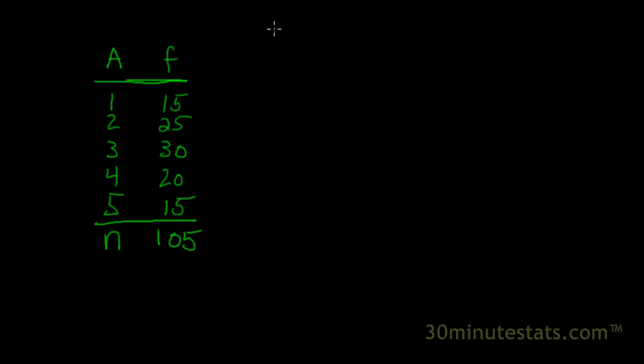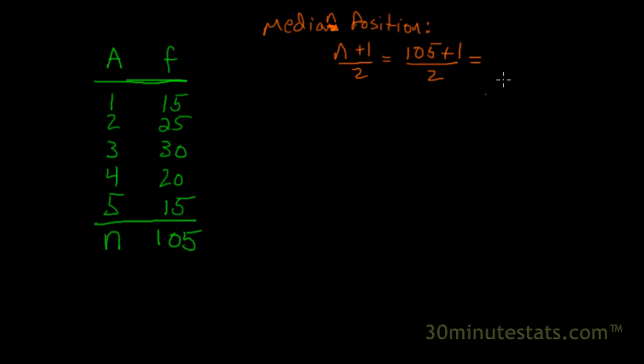So we'll start off by looking for the median position. And we'll use our formula, right? N plus 1 divided by 2. So we've got 105 plus 1 divided by 2. So 106 divided by 2 is going to be 53. And so what we want to find now is we need to find the 53rd observation. The 53rd observation in this data set, in this rank ordered list of 105 observations.